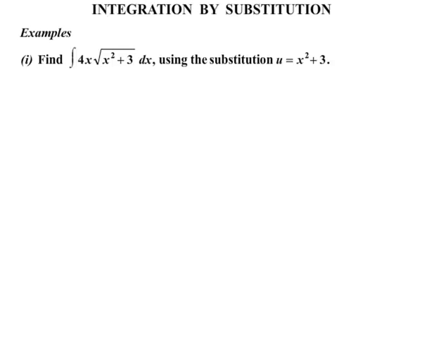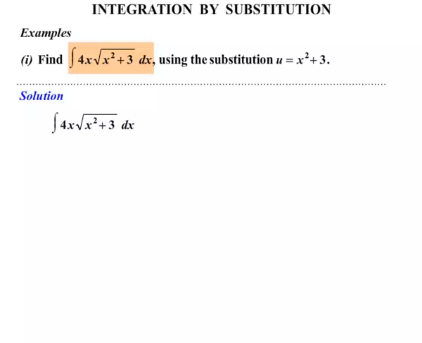Now in this lesson we're doing integration by substitution. Examples. We need to find the integral of 4x times the square root of x squared plus 3, and we're using the substitution u equals x squared plus 3. The solution then, let's just write down the integral first, and then a good technique is to let I equal that. Later on it will save us a little bit of writing.